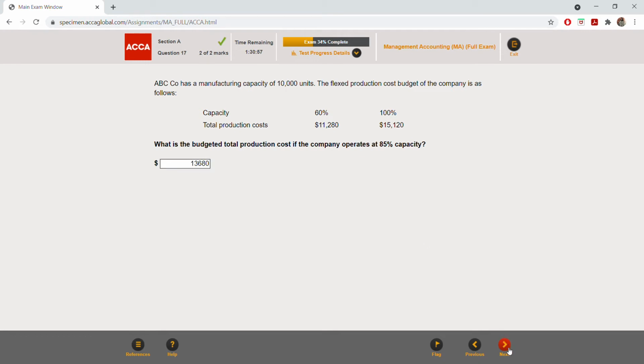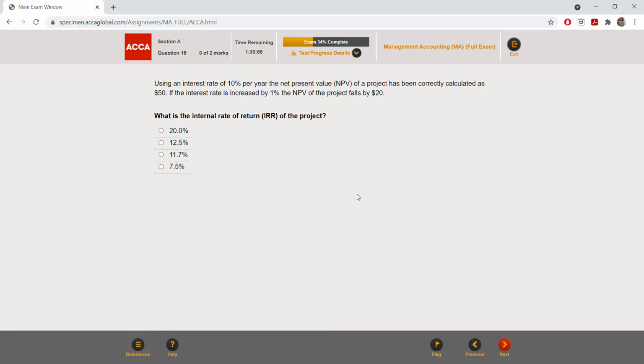Next, IRR of the project. These things you even have in financial management also, but there you have to calculate. It's not just like this. It will be given. Using an interest rate of 10%, net present value has been calculated at 50. If the interest rate is increased by 1%, the net present value of the project falls by 20. What is the IRR of the project?